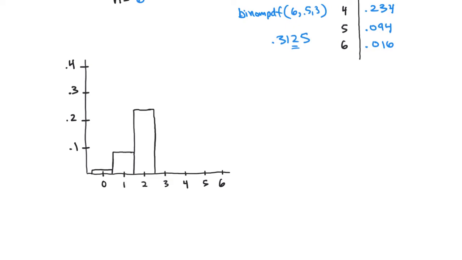So I drew the first 3 here. This height is 0.016. So you can think of it like if this were 100, this would be 16. This is 0.094. So since this is 0.1, this is going to be pretty close, 0.094. This one is 0.234. And then I just keep on going. So the next one is 0.313. Should be just a little bit above the 0.3.